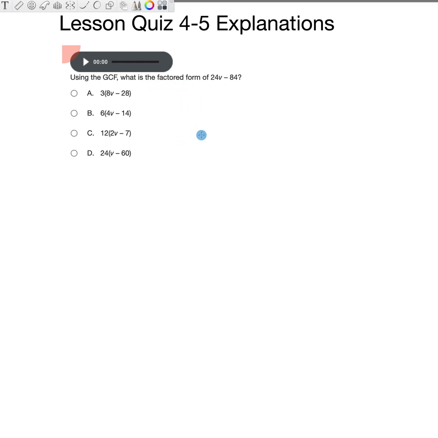Factoring is, as I mentioned in class, just going backwards from the distributive property. So in 4-4, we distributed a number. In 4-5, we are basically pulling it out or dividing by a number to go back to what it would have looked like before we distributed. So on this particular problem, it's asking for the factored form of this.